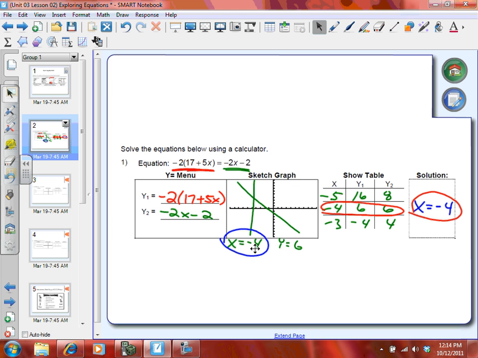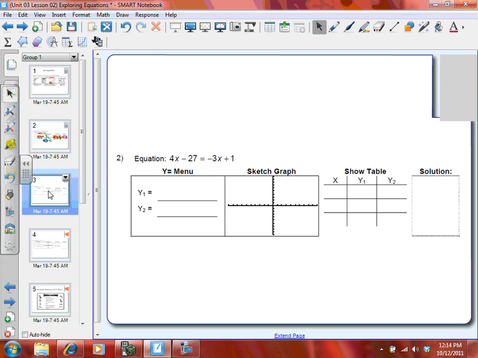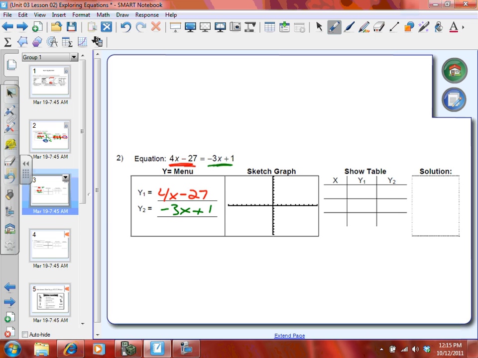Let's try another one. Let's go to number 2. We're going to do it the same way. The left side of the equation, this right here, that's what we're going to type into y1. This right here, -3x + 1, that's what we're going to type into y2. So the left side of the equation goes into y1, and the right side of the equation goes into y2.